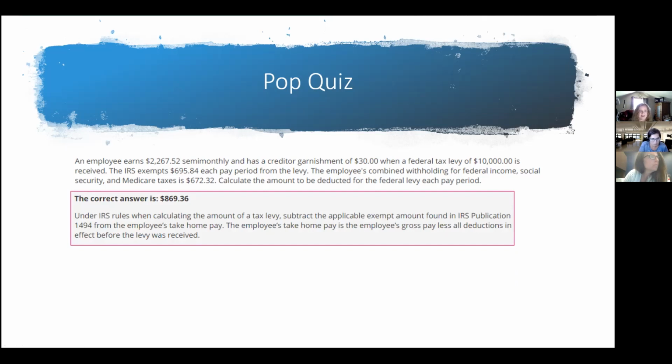If the $30 was not in place when the federal tax levy was received, it would be a different story. But because the federal tax levy was received when that $30 was already in place, then it does get subtracted. Good job.